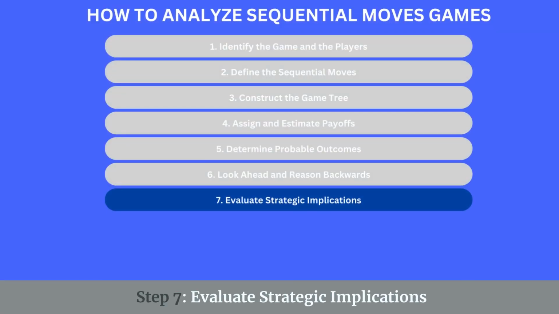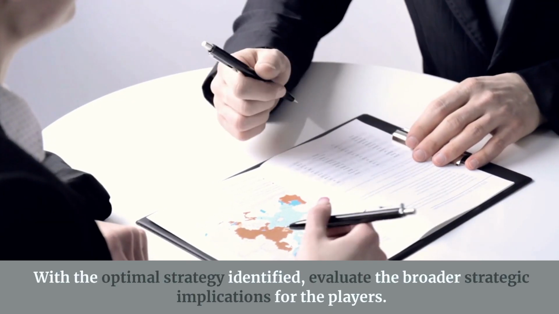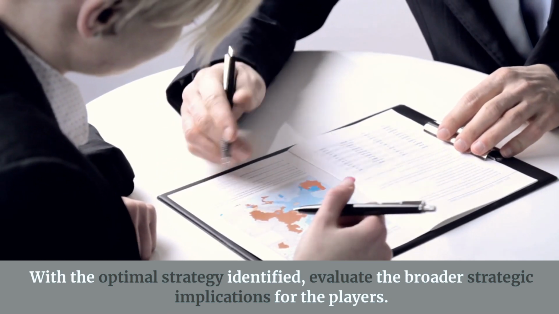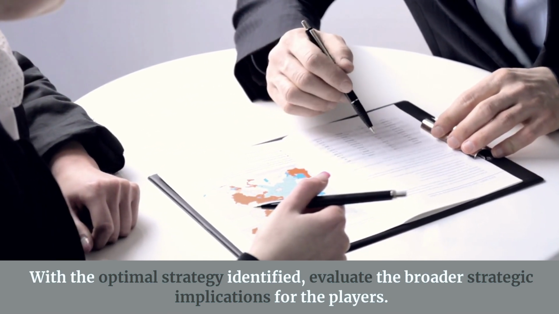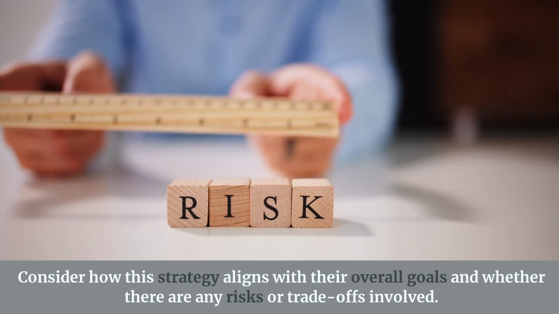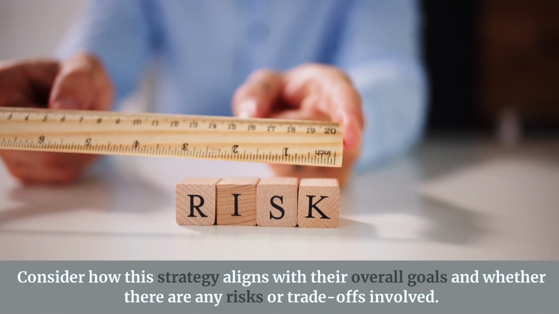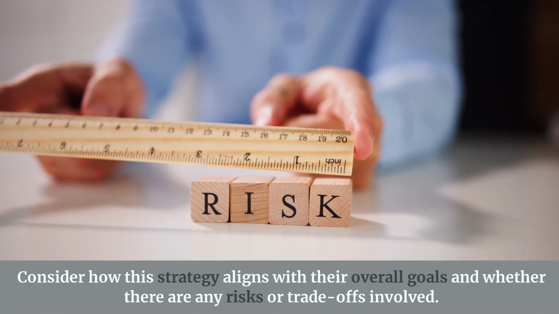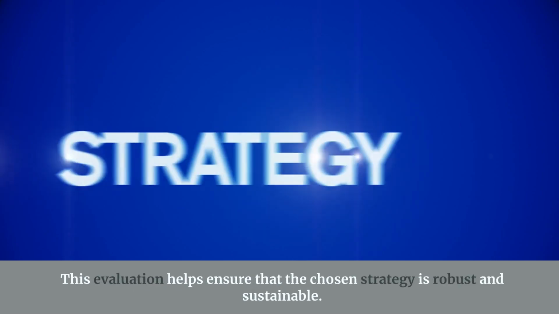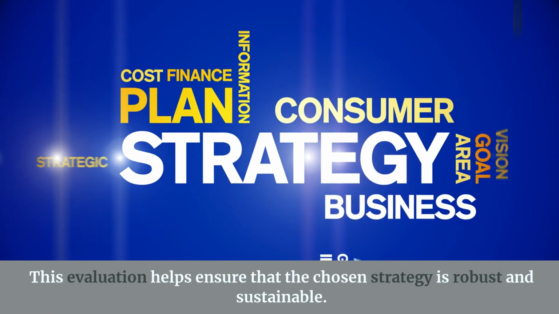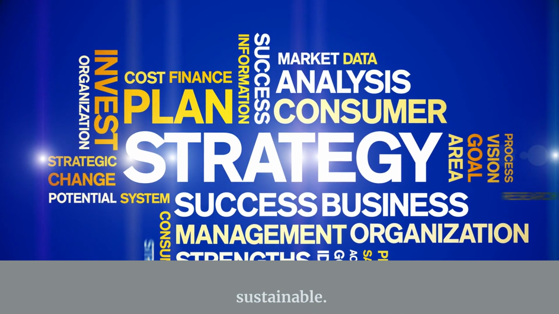Step 7. Evaluate strategic implications. With the optimal strategy identified, evaluate the broader strategic implications for the players. Consider how this strategy aligns with their overall goals and whether there are any risks or trade-offs involved. This evaluation helps ensure that the chosen strategy is robust and sustainable.